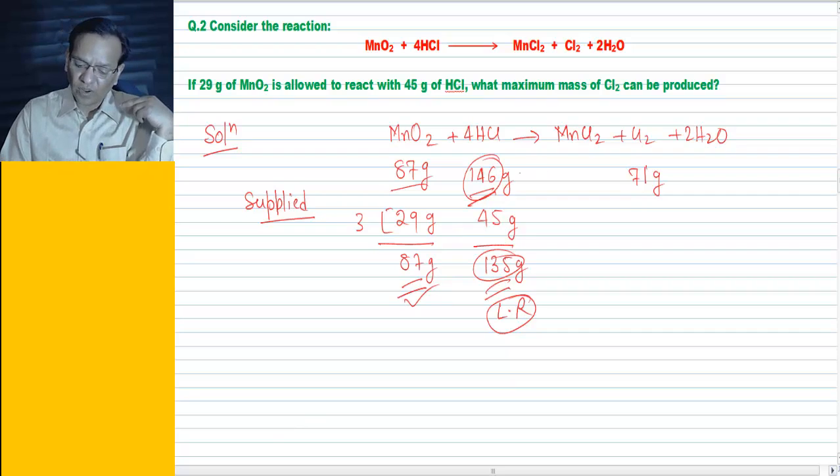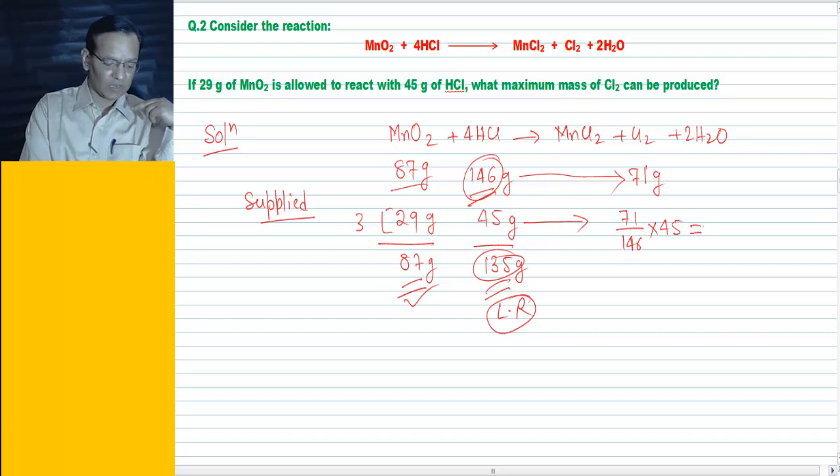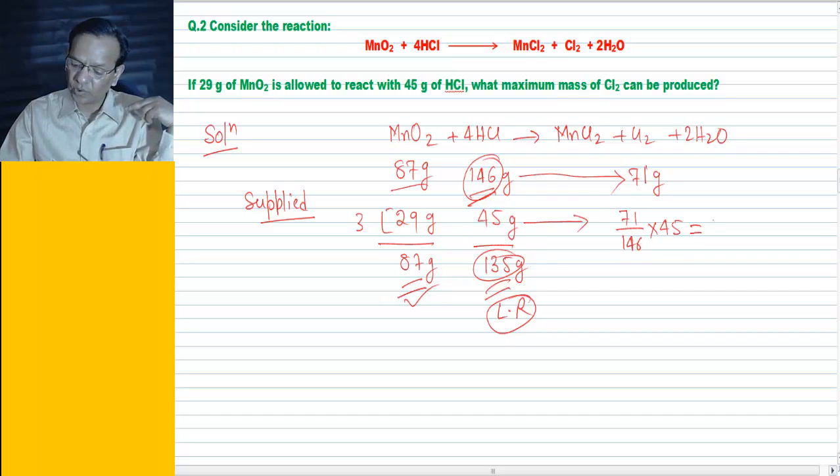Now 146 gives 71. So 45 will give 71 upon 146 into 45. So it will be 71 into 45 divided by 146. So 21.88 grams. That is the required mass of chlorine gas.